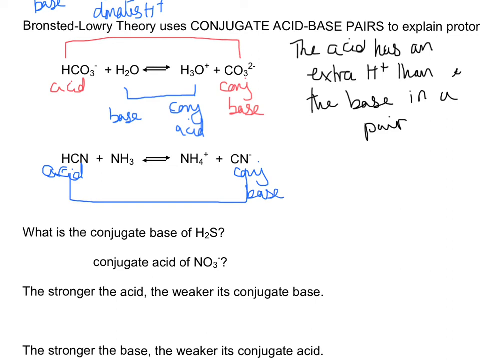Let's look at the other two. These two look like they go together. So in order for ammonia to go from NH3 to NH4 plus, it looks like it accepted a proton, and so this is your base. So this is your conjugate acid.